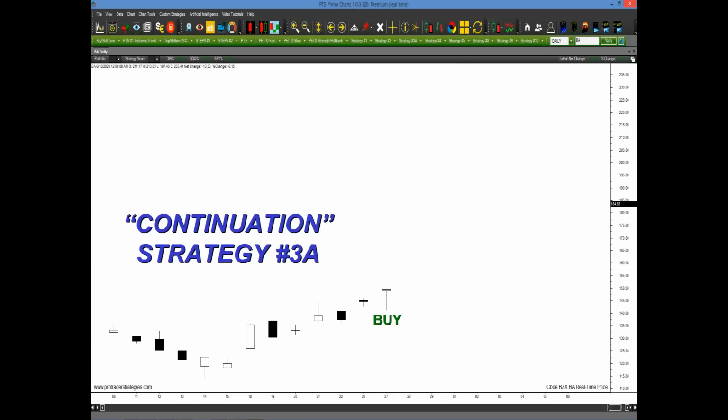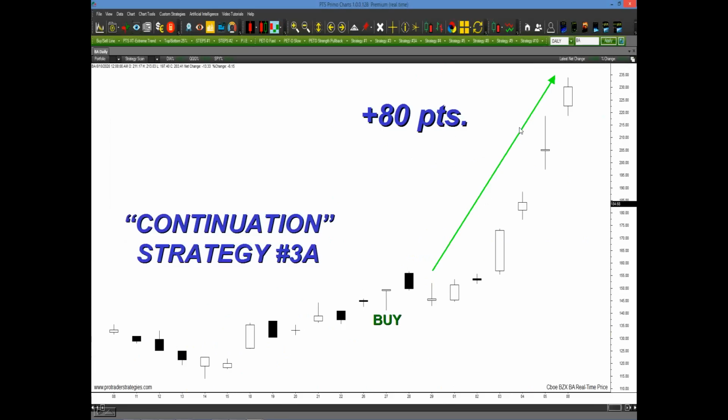Well, strategy 3A generated a buy here. Now remember, it's not based on that 3-bar pattern. It would have generated a buy pattern just off this bar right here, and the stock went up 80 points. So this is completely different from strategy number 1, completely different from the technique I gave you. And so you have all those 3 things in today's offer, but we're not going to stop there.